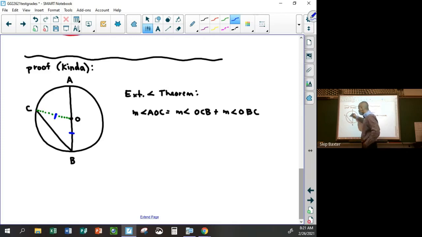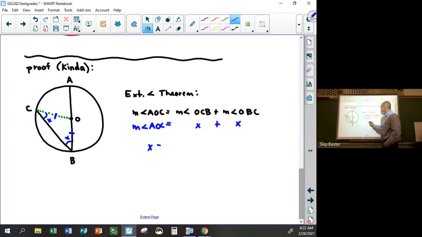Yeah, the angles opposite congruent sides have to be congruent. So if these two sides are congruent, then these two angles are congruent. So if I label this x, this has to be x as well. So what I'm saying is 2x has to equal the measure of angle AOC. This is x, this is x. That has to equal the measure of angle AOC. Right? So x is really half of the measure of angle AOC.